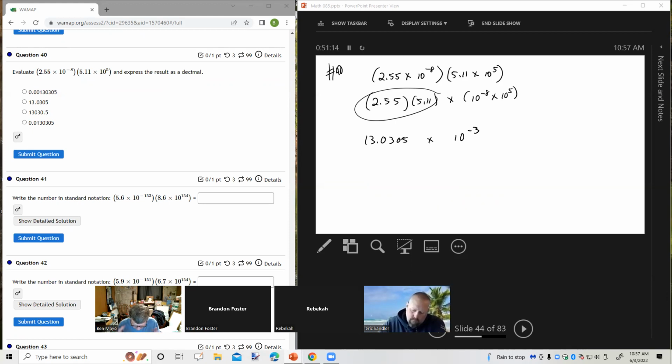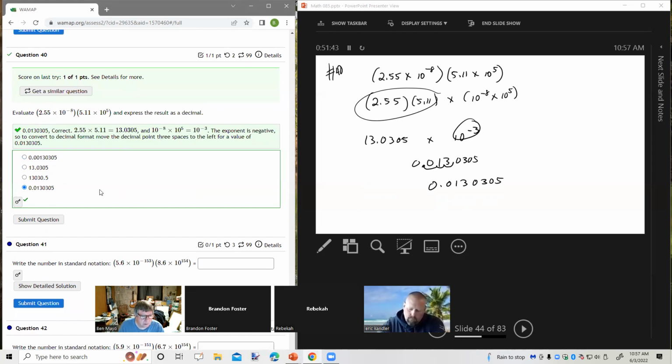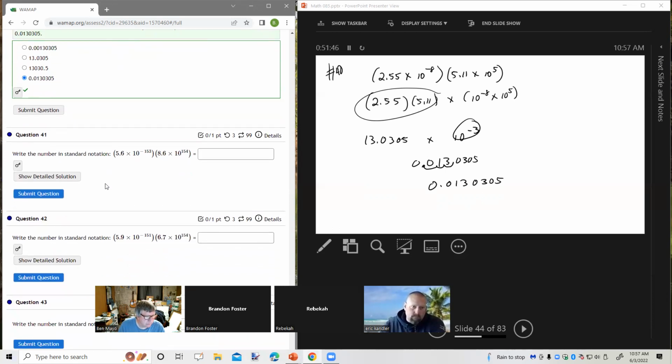But we want to express this as a decimal number, so I need to move the decimal point to the left 3 places, 1, 2, 3. So I'm going to end up with that, which is, let's see, I think it's that one. Yeah. Okay. All righty, number 41.